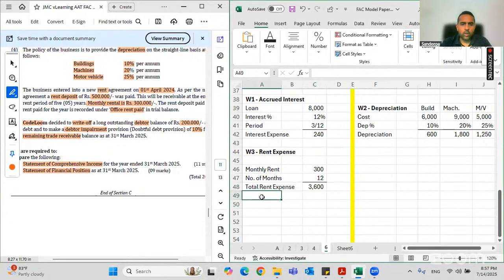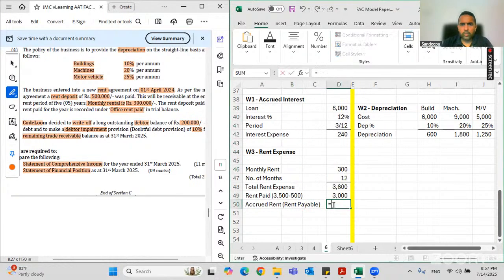Okay. How much is the rent paid? Now we had 3,500 and we removed 500. So rent paid is only 3,000. Then the accrued rent, or the rent payable. How much? So rent payable is 600. Are you clear? Monthly rent is 300. For 12 months, it should be 3,600. The rent paid included the deposit, so we have to remove the deposit. Then the real rent paid is only 3,000. The last 2 months rent you haven't paid. So the accrued rent is 600.